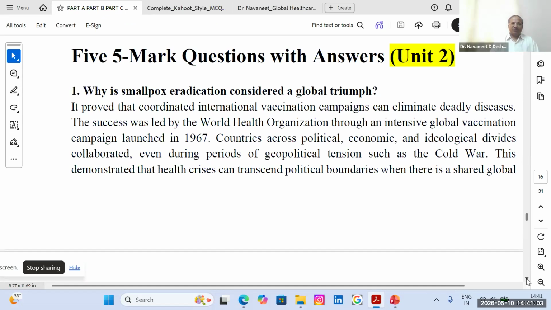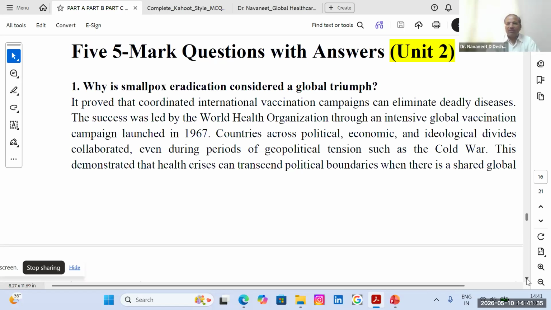Unit 2 consists of the following questions. The first is, why is smallpox eradication considered a global triumph? It proved that coordinated international vaccination campaigns can eliminate deadly diseases. The success was led by the World Health Organization through an intensive global vaccination campaign launched in 1967. Countries across political, economic, and ideological divides collaborated even during periods of geopolitical tension, such as the Cold War. This demonstrated healthcare crises can transcend political boundaries where there is a shared global goal.